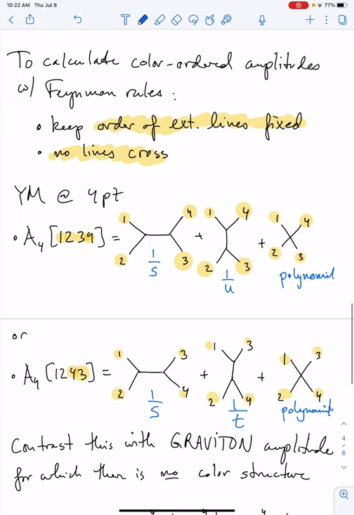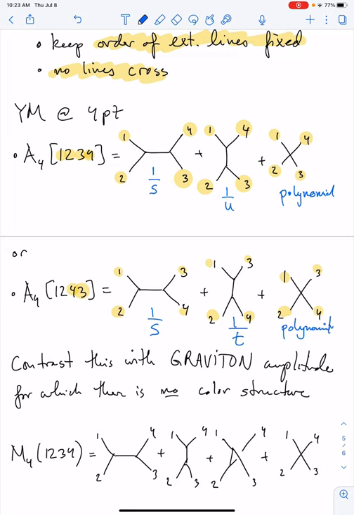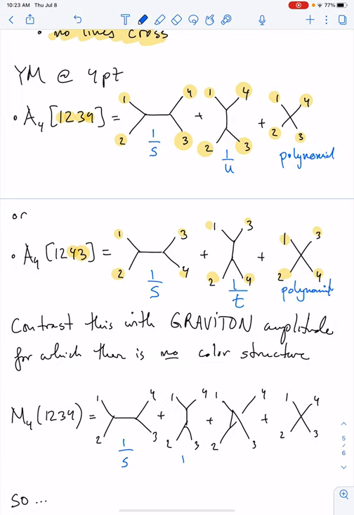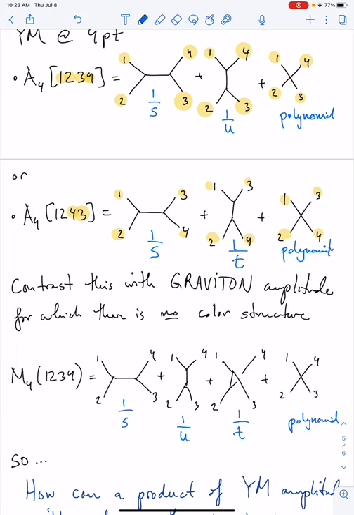Now this stands in stark contrast with the graviton amplitude. As we talked about, gravitons don't have any color structure. And so there we have to always sum over all the diagrams. And so in particular, in the 4-point graviton amplitude, there's an S channel, and there's a U channel, and there's a T channel, and there can also be terms from the contact terms, so the polynomial terms. So that's what it looks like in Feynman diagrams.